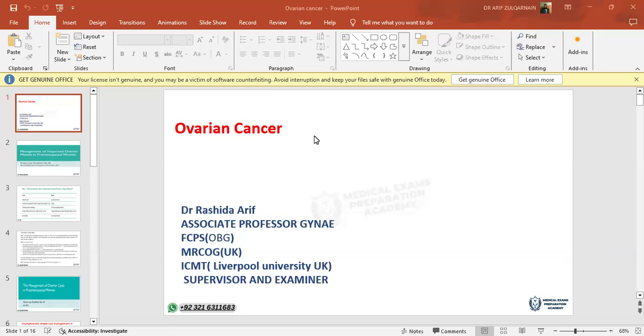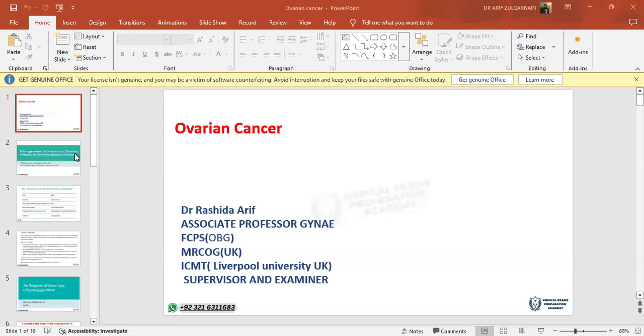Bismillahirrahmanirrahim. This station is about a scenario of ovarian cancer, and this task usually comes as a long case, but it can be asked in a simulated patient task. And you must know how to manage an ovarian mass in premenopausal women, how we can manage in postmenopausal women, what the cutoff limits are, where we can keep the patient conservative, where we have to go for surgery.